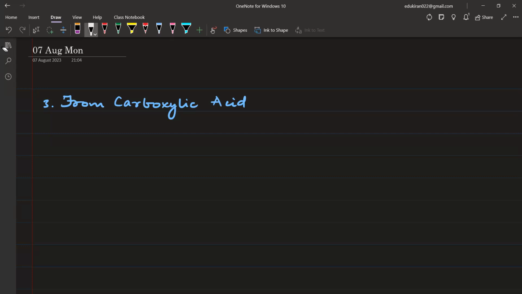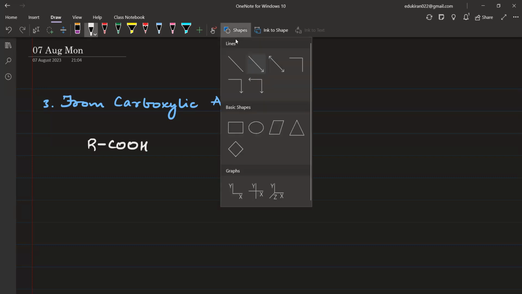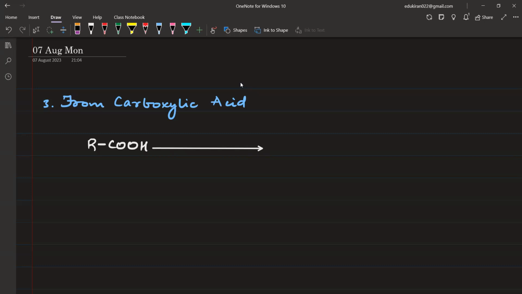Okay, please write. When you are going to use carboxylic acid, you have to use RCOOH, and the reagent that you will use, a reducing agent, is lithium aluminium hydride only. We cannot use any other reducing agent, because other reducing agents will not be able to reduce carboxylic acid. When you use lithium aluminium hydride, I will get RCH2OH. That means I will get a 1 degree alcohol.